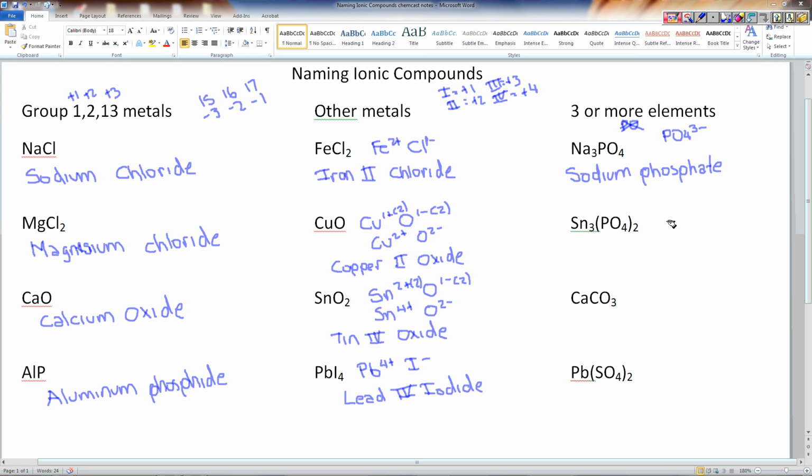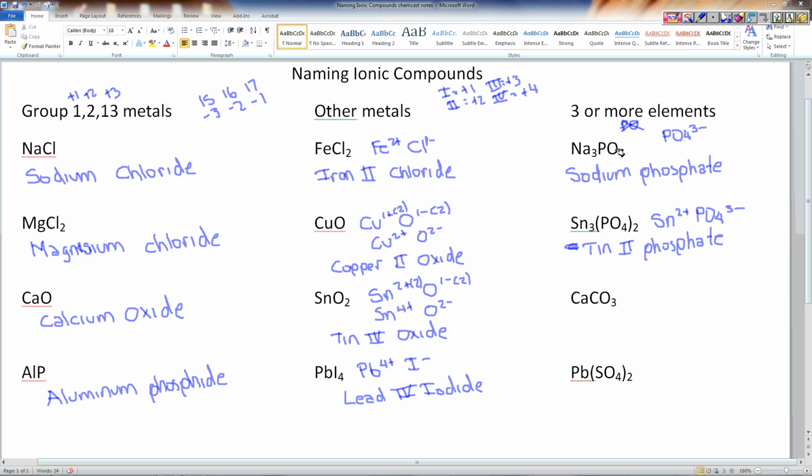Alright, so next one. It's not group 1 or 2 or 13, so that means you do have to uncrisscross. So Sn2 plus PO4 3 minus. Well, we know phosphate's negative 3, so just like over here, we're able to verify the charge of the anion is correct, so we don't need to do any kind of multiplying. So we're just going to name the metal, which is tin, 2, phosphate.